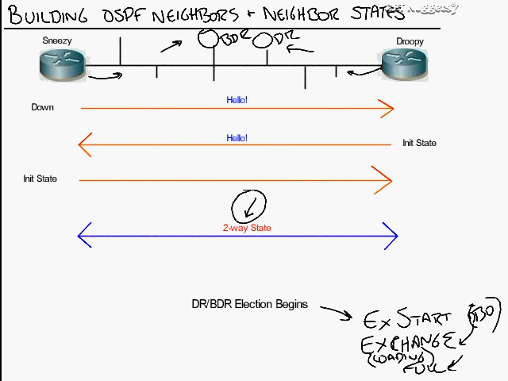Those are the neighbor states, and when we start doing the configuration, we do show ip ospf neighbors and even doing debugs, we'll start seeing it transition between all of those states.